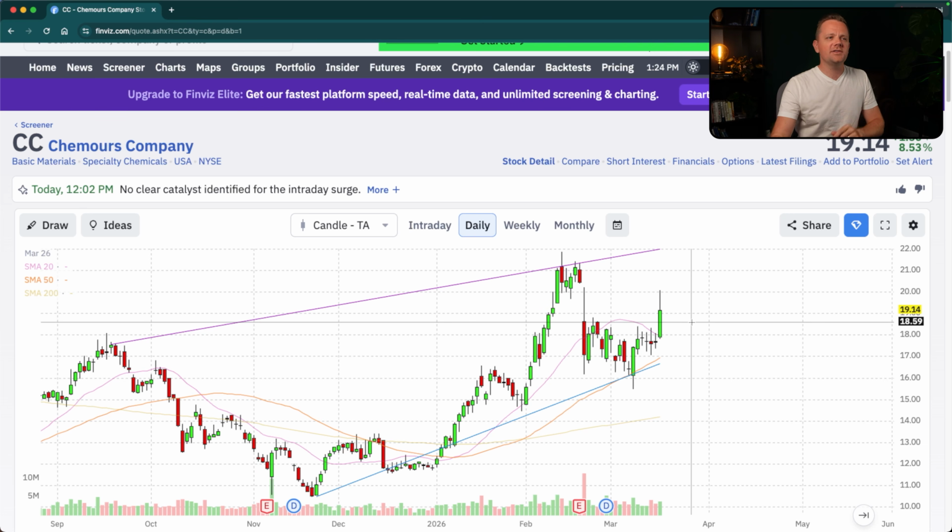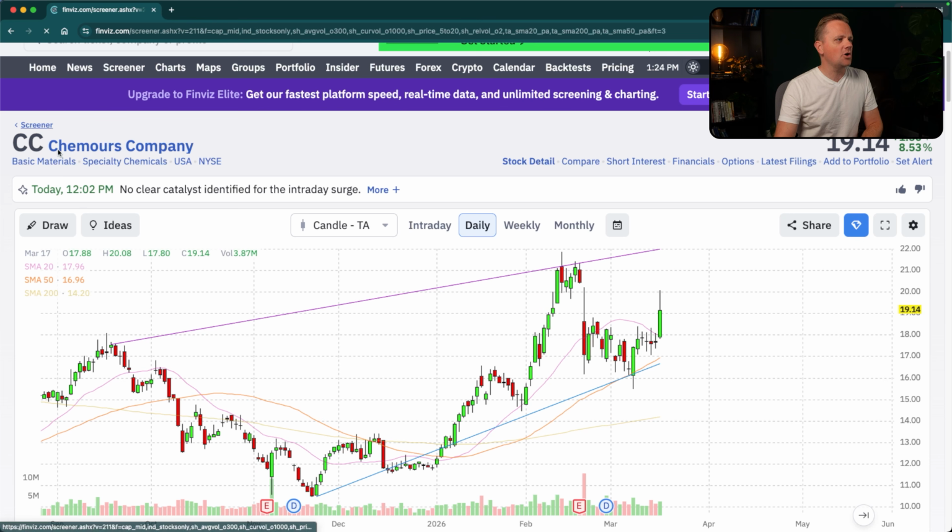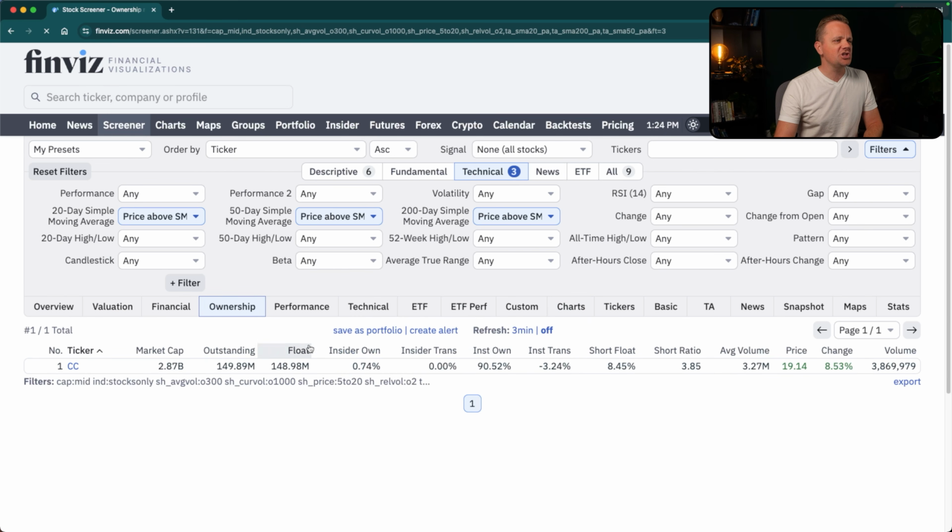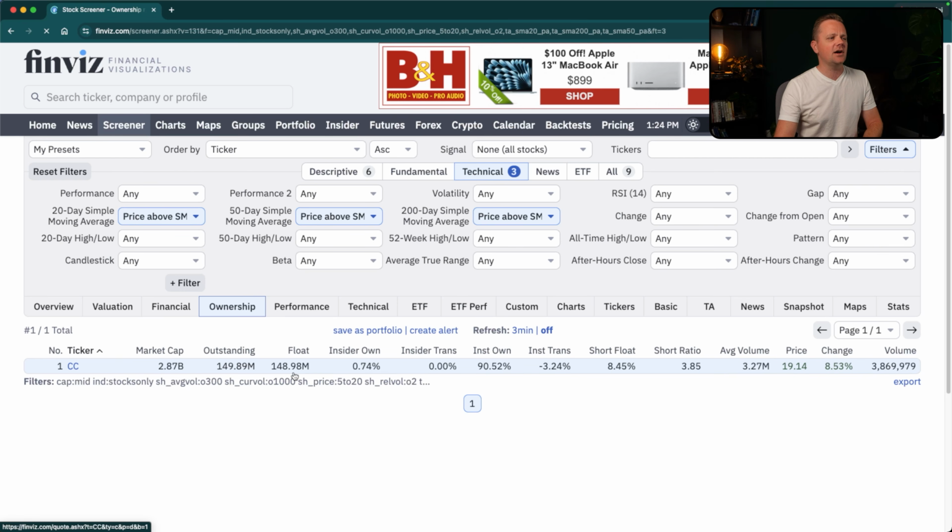Now, one more thing you want to check before adding this to your watch list: go back to the screener, and we're going to go to this ownership tab. What we want to do is check the float size here. Right now, it's 148.98 million shares. This is the number of shares that are actually available for trading. And under 200 million is the range that we do prefer.